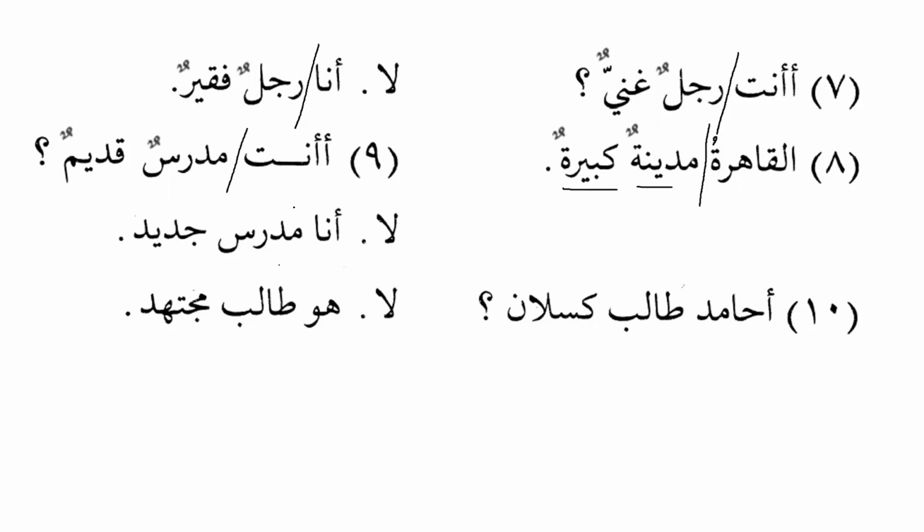So we have learned that anta means you for singular masculine, and ana means I for both singular masculine and feminine. Ana is used for both. Like in English, we say I. When there is a masculine person, he says I, and if there is a feminine person, she also says I. Similarly, in Arabic, we say ana. Ana mudarrisun jadidun. I am a new teacher.